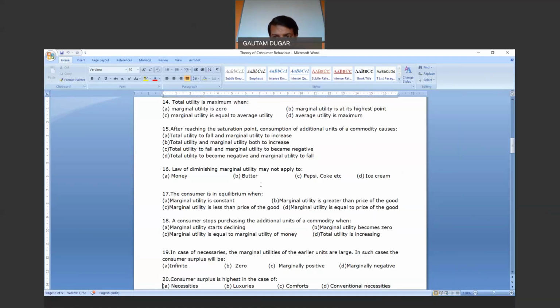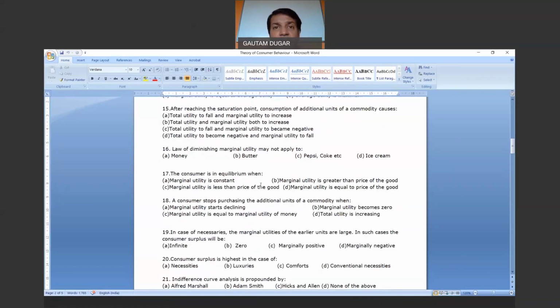16, yes, Ajay, Kushi. Diminishing marginal utility may not apply to. Yes, the right answer, Bhumi Kushi, the answer is money. The law of DMU, diminishing marginal utility, does not apply to money, to power. जितना आ जाए power, economic power, the political power, जितना पैसा आ जाए उतना ही कम होता है. The law will apply in the case of other commodities.